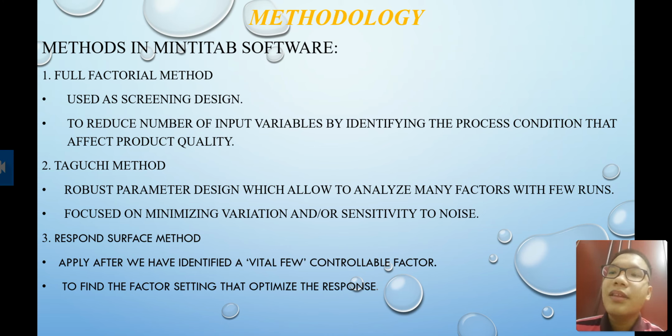First, the full factorial method is used as a screening design to reduce the number of inputs by identifying the process conditions that affect the quality of the product. The second, Taguchi method, is a robust parameter design which allows analyzing many factors with few runs, focusing on minimizing variation and or sensitivity to noise.